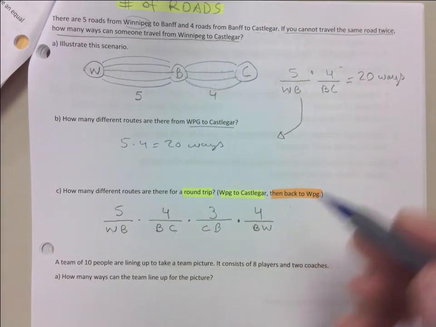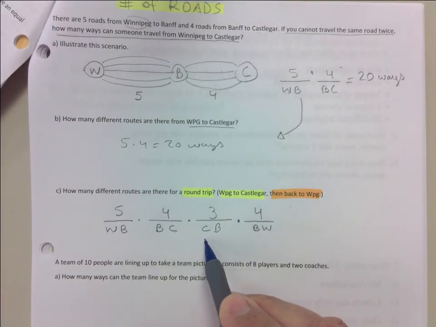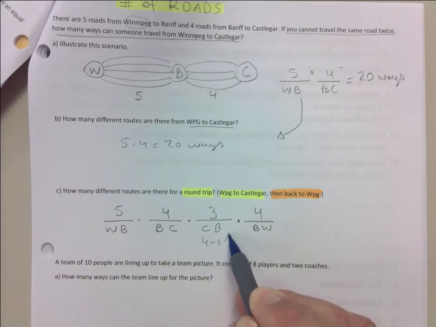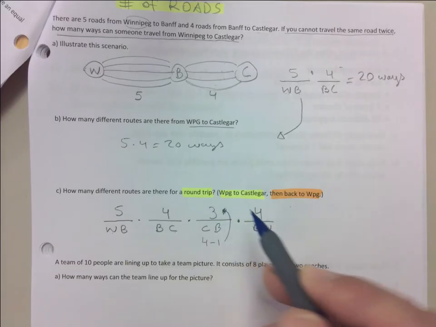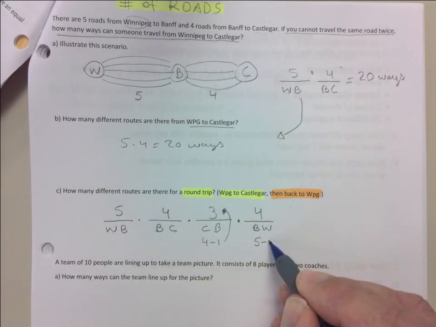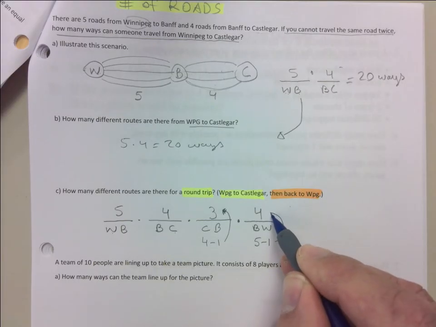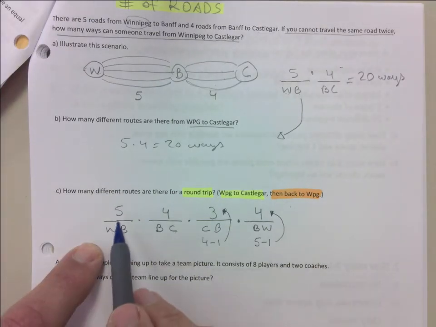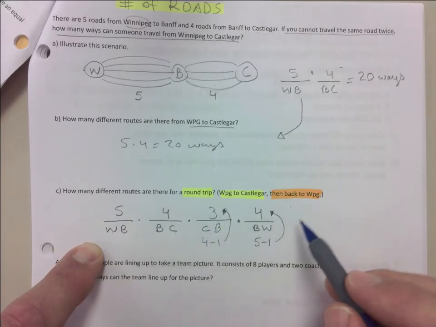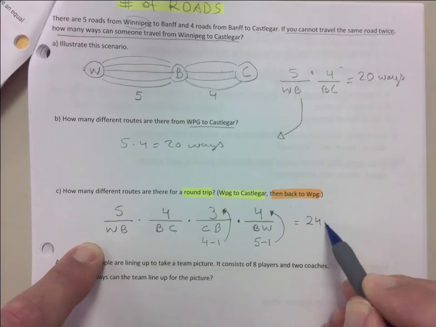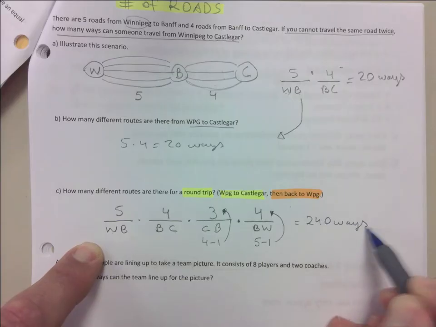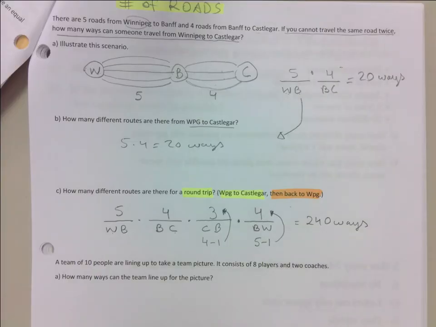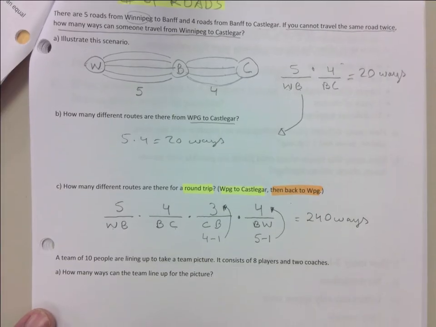Okay. So I will make a note under here. So you go 4 minus 1. That's how you get the 3. And then you have 5 minus 1. That's how you get the 4. Okay? And so it's 20 times 12 essentially. So now there are 240 ways that you're going to consider for a round trip, like there and back. Okay?